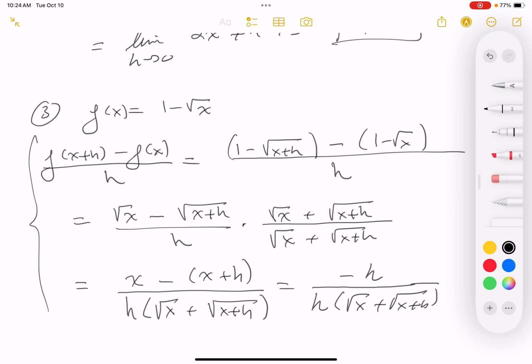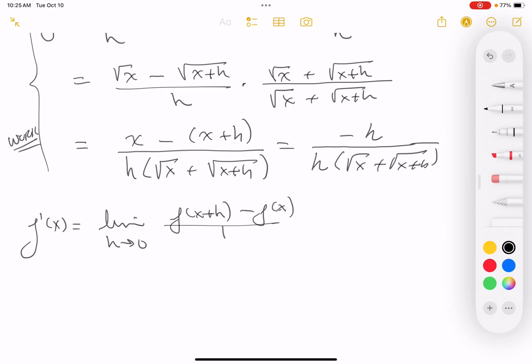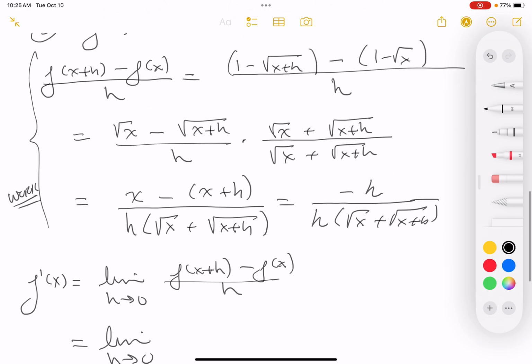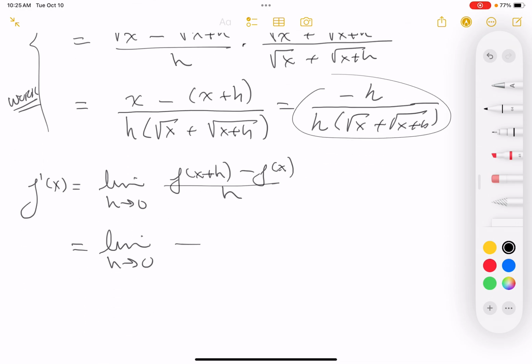So I just did some work over here. And what I want to do is write the definition of the derivative down. So f prime of x is going to be the limit as h goes to 0, f of x plus h minus f of x over h. And we just did that. Let me just remind you what we just did. We just did this. And what is that going to be? This thing over here. Well, let's write that down. That's minus h. And what do you get on bottom? h root x plus the root of x plus h.